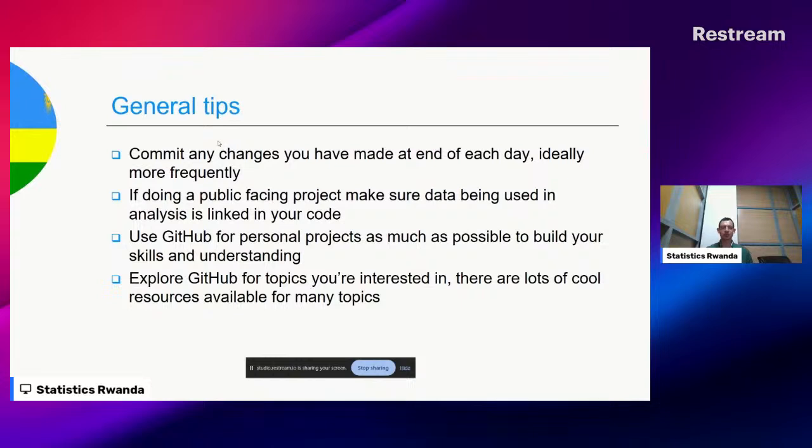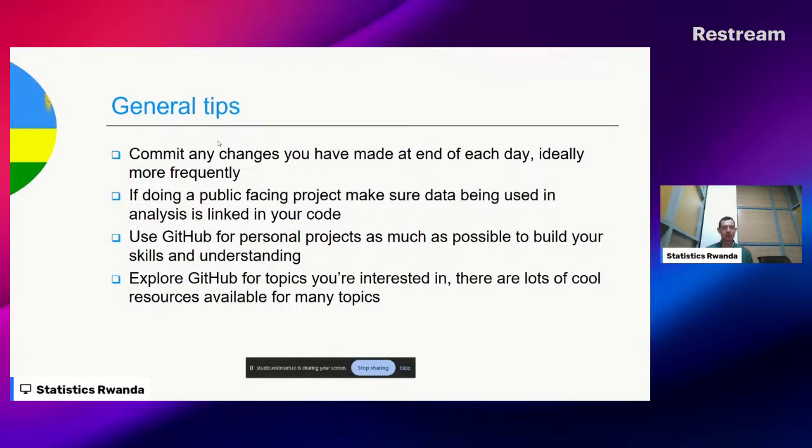Secondly, if you're doing a public-facing project, make sure the data being used in your analysis is linked in your code. This is generally good practice as part of transparency and making sure you're writing repeatable or replicable code, which is in general just quite good practice. Third is to use GitHub for personal projects as much as possible so you can help build your skills and understanding. GitHub really is one of the core technologies when you're working in the data science field. Having some examples to point to of using it previously is going to be super important for when you're looking for a job and just more generally for when you're working, because it is a genuinely useful tool.